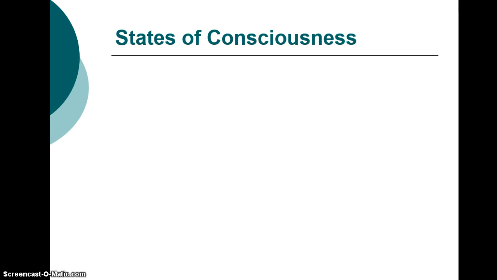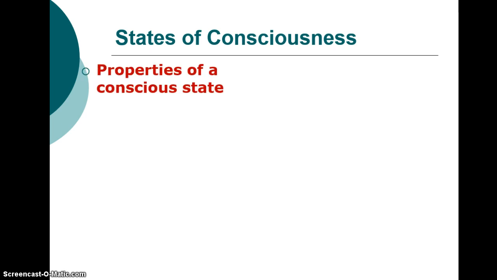States of consciousness was the next part, and we had 3 different areas with that: sleep and dreams, hypnosis, and drugs. So make sure, first of all, you know the properties of a conscious state. There are 7 of them that we've talked about. Make sure you can list at least 5. You know, I'm aware of what's going on around me, I can communicate, and so forth.